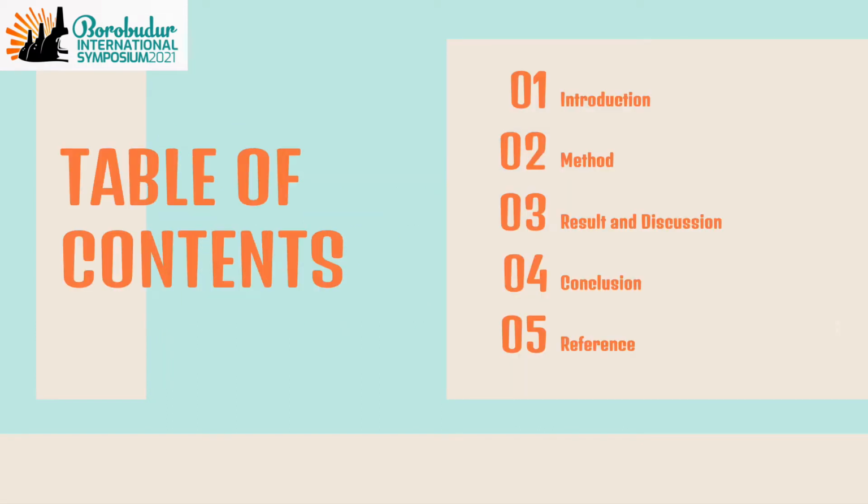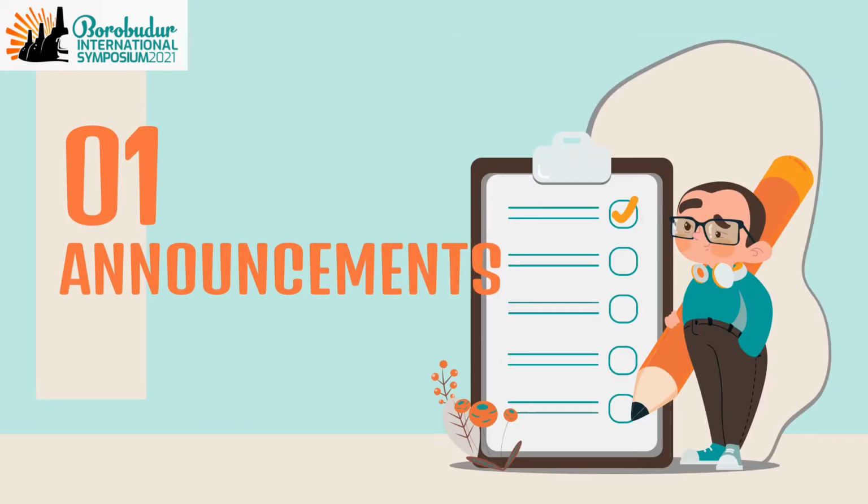This is the table of contents. Number 1 is introduction. Number 2 is method. Number 3 is result and discussion. Number 4 is conclusion, and the last is reference.